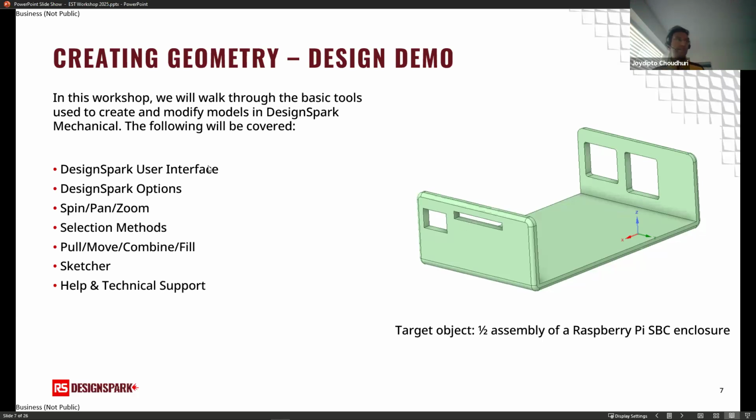We'll try and cover these parts of the software today: the user interface, the options menu, the spin, pan, and zoom options, selection methods, pull, move, combine, and fill tools, the sketcher, and I'll briefly allude to the technical support area as well in case you have any questions. Feel free to post any questions into the chat. Hopefully after the workshop we've got some time left and I can answer them. If not, I can always answer by email, and Sean, maybe you can help me forward it to the participants. Yes, I can. That's great.